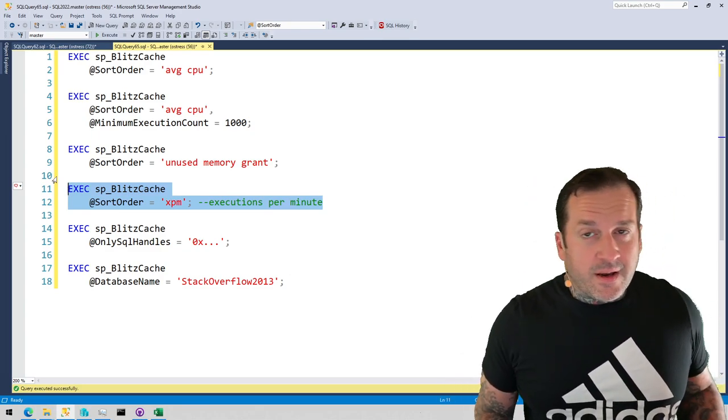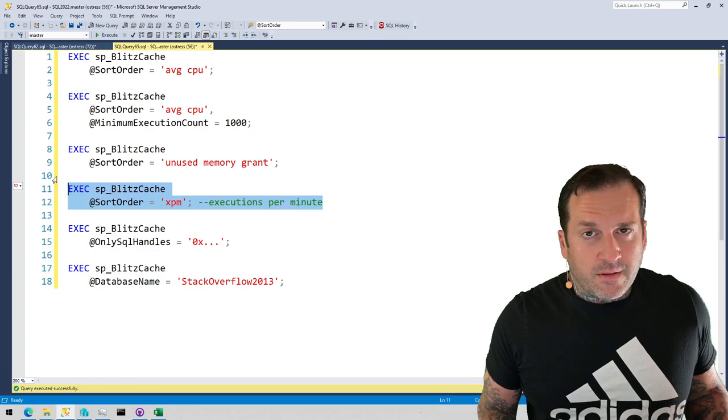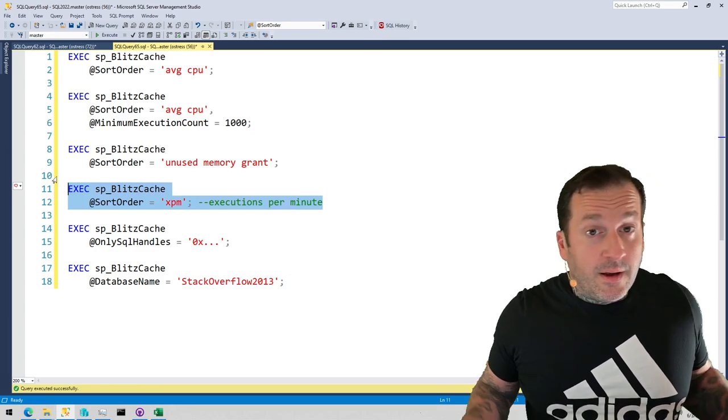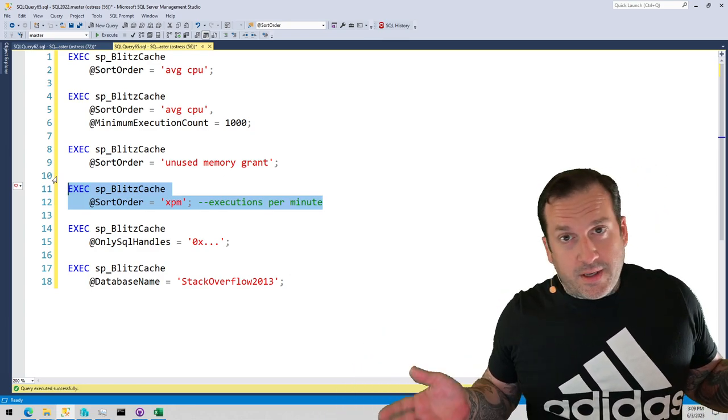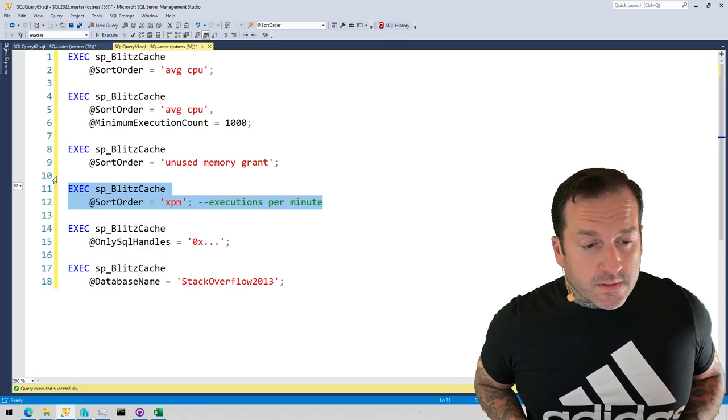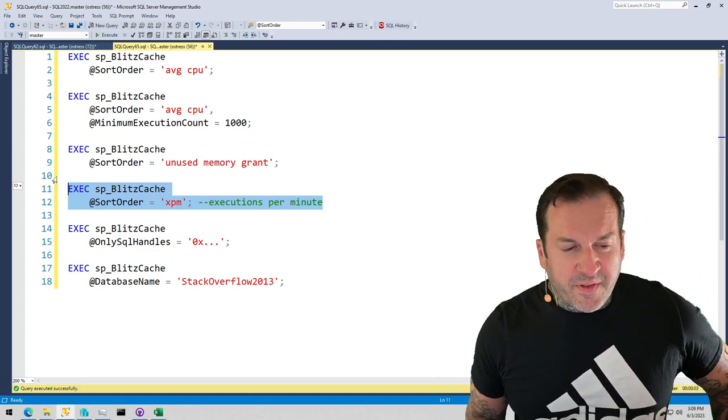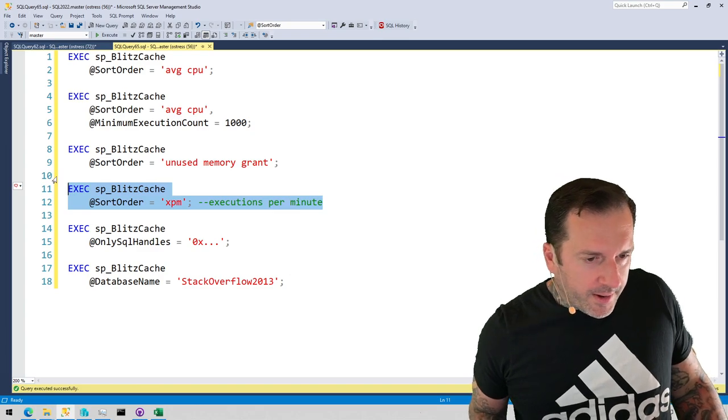So that's a good way to find really frequently run code. You might also just find a lot of queries that run hundreds of thousands of times for like a millisecond. Could be an application bug, could be something that could be cached somewhere. Who knows? There's lots of weird little things like that you might run into.